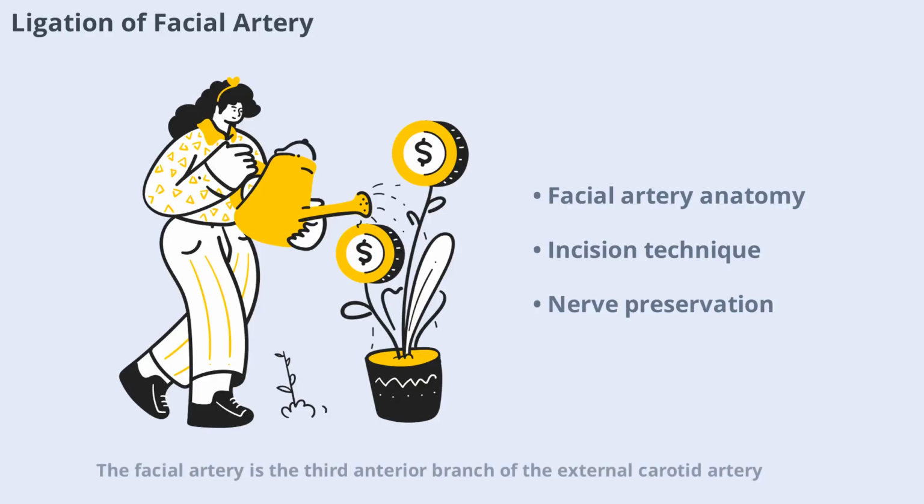The facial artery is the third anterior branch of the external carotid artery and can be easily ligated where it crosses the lower border of the mandible, just anterior to the masseter muscle. The facial vein accompanies the artery and lies posterior to it.